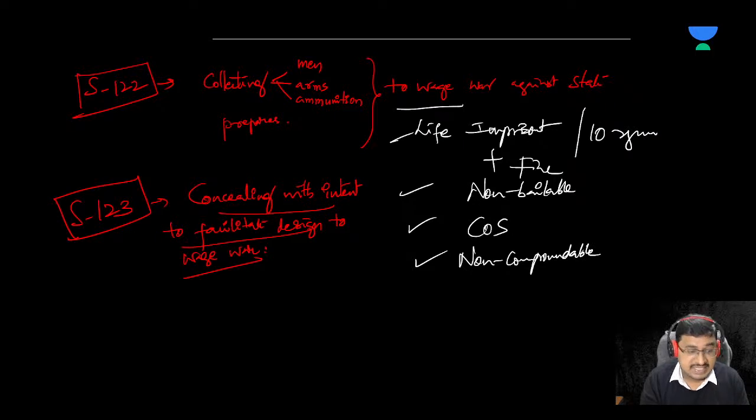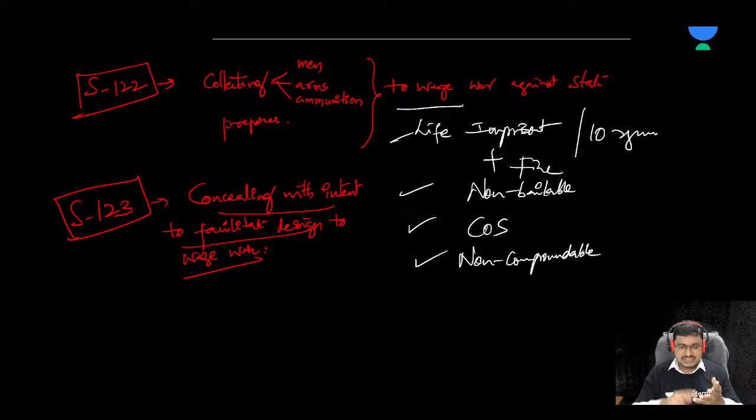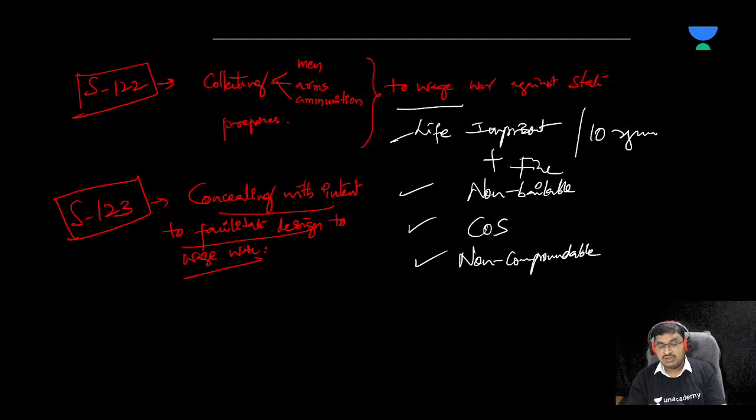Therefore, whoever by an act or by any illegal omission conceals the existence of design to wage war. Therefore, if any person conspires or designs to wage the war, if such design is concealed, then that is punishable under section 123. Whoever by act or by any illegal omission conceals the existence of a design to wage the war against government of India, intending by such concealment to facilitate or knowing it to be likely that such concealment will facilitate the wage of war, shall be punishable with imprisonment of either description for a term which may extend to 10 years and shall also be liable to fine.